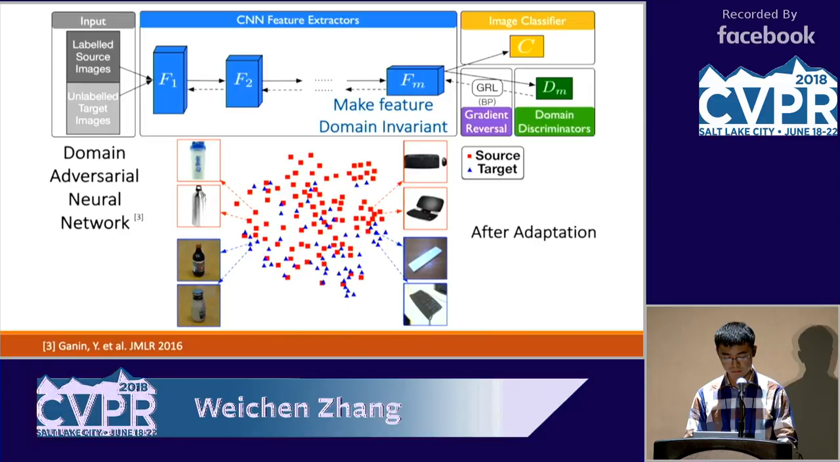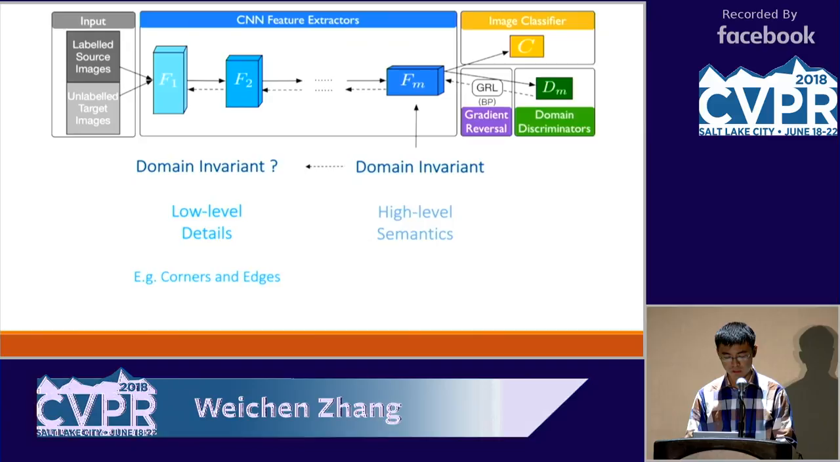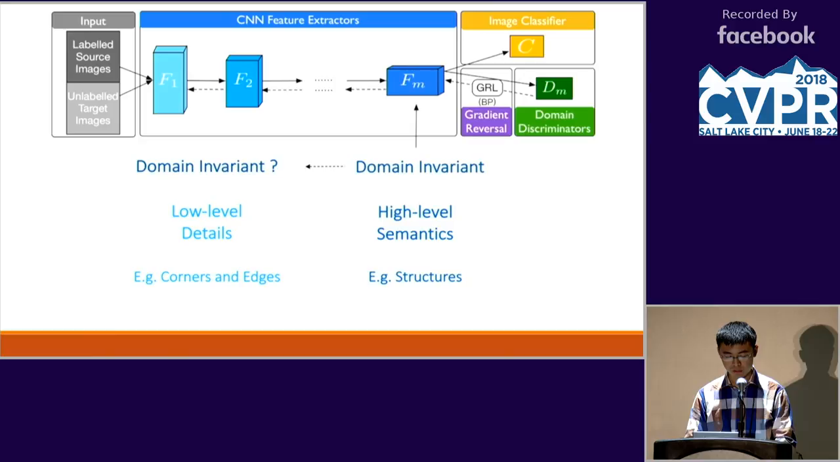Therefore, DANN tries to learn the domain-invariant features at the final layer. So when doing the backpropagation, all the features are learned in a domain-invariant way. However, we think that the representations at lower layers are often low-level features, for example, corners and edges. They are useful for distinguishing not only images from different domains, but also images from different classes. Therefore, instead of learning domain-invariant features, we should make these low-level features distinguishable across different domains.